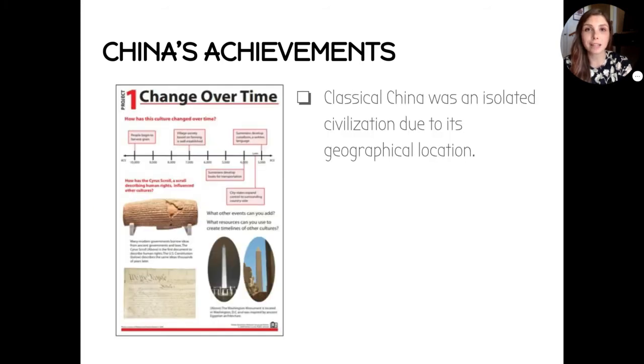So change over time again. This is a popular poster. How has this culture changed over time? Classical China was an isolated civilization due to its geographical location. Lots of mountains and rivers prevented people from traveling to it. It was isolated from the rest of the world.